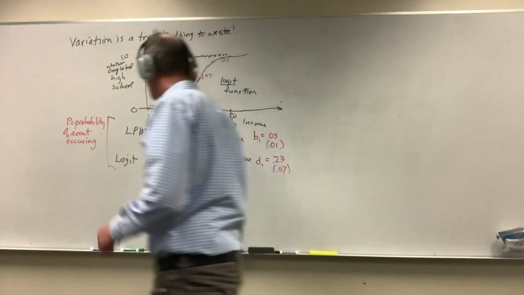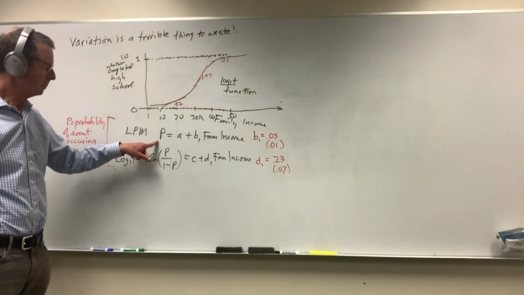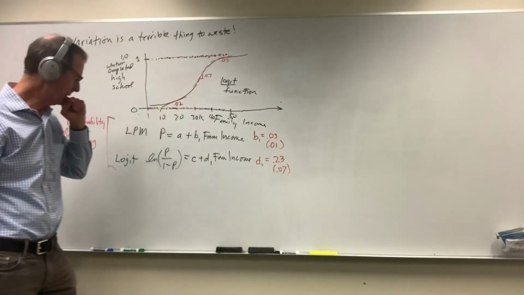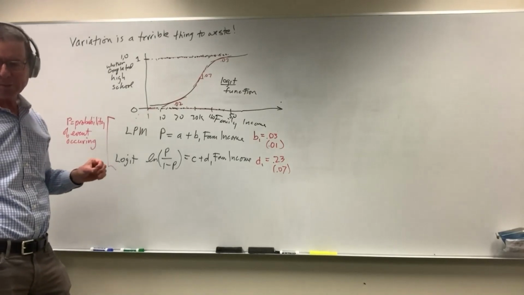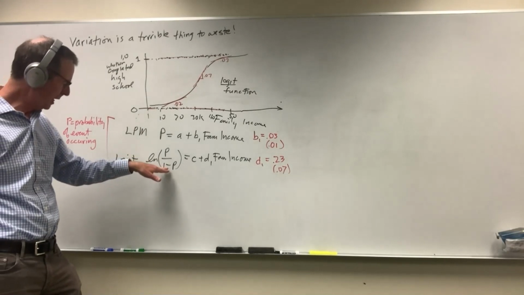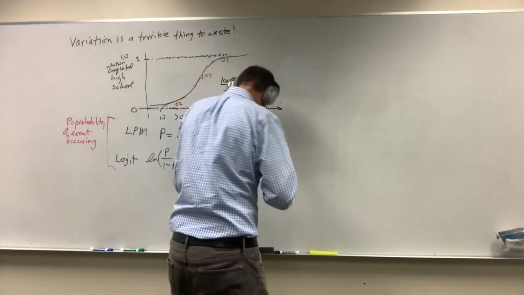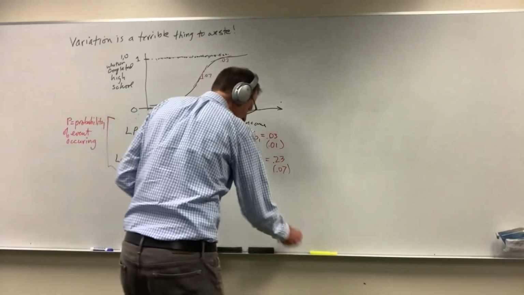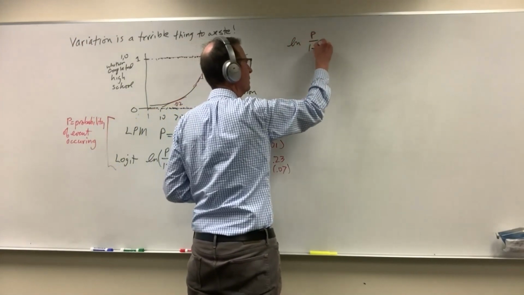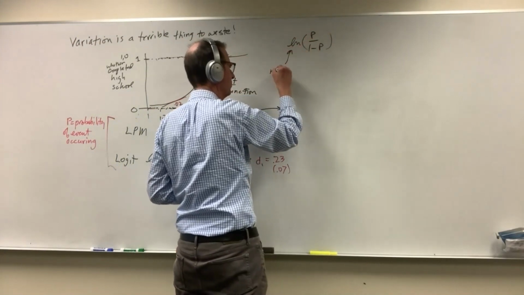Logit regression transforms P, which it has to do if it's going to be nonlinear, right? It's got to be some sort of transformation. And it's a pretty ugly transformation. It's the natural logarithm of the odds of P occurring. So we've got ln P over 1 minus P. This is just the natural logarithm function.